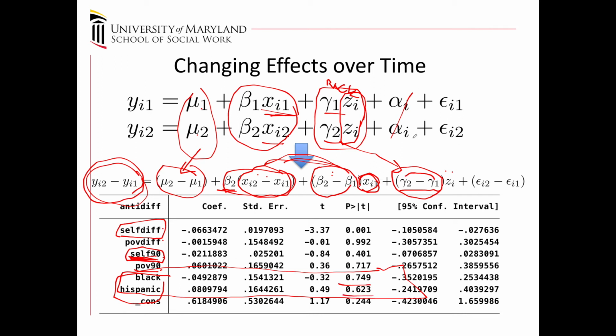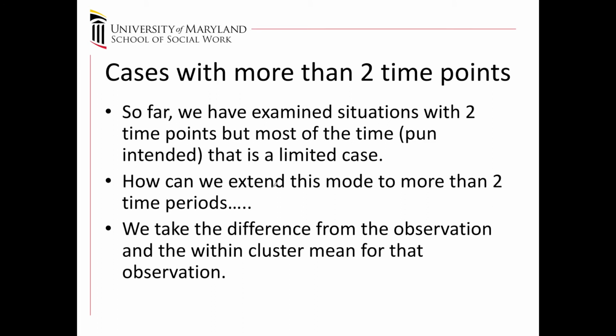We can model it by getting the differences here. And the differences, as we pointed out before, allow us to control for the between effects by isolating only the within effects. All right. So it's a relatively simple example in the case of 2 time points, but what do you do when you have more than 2 time points? So we could extend this out further.